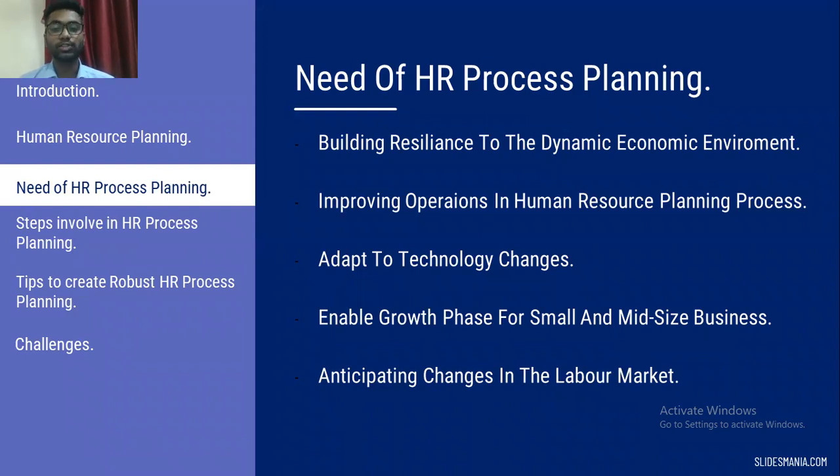Then improving operations in the human resource planning process. The kind of human resource planning we are doing in our organization is a very important thing, which decides the future of the organization. Here we need to analyze our present HR process, decide whether to increase or decrease the human resources operations, and evaluate whatever things we want. So this comes under these things.